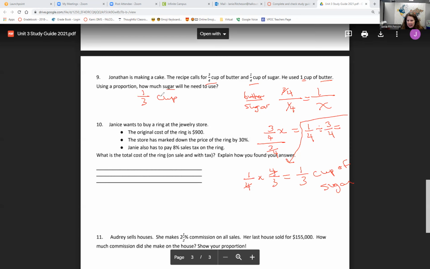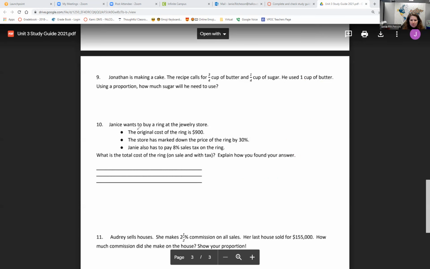All right, number 10. Janice wants to buy a ring at the jewelry store. Let me get rid of all this stuff actually. All right, the original cost is $900. The store has marked down the price of the ring by 30%. So basically they had 100% of the ring and they're taking away 30%, which means they're going to sell the ring at 70% of 900. Janice, oh, we forgot the C, also has to pay 8% sales tax. What's the total of the ring on sale and with tax?